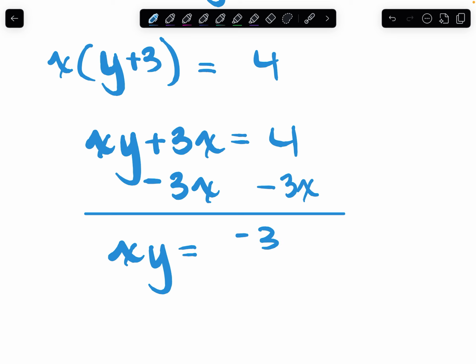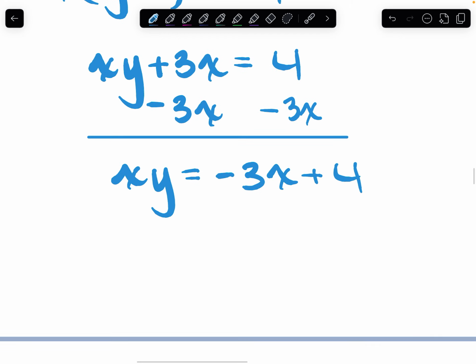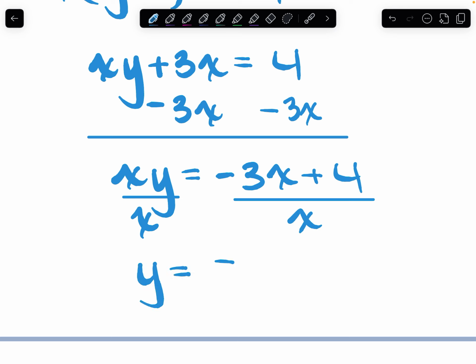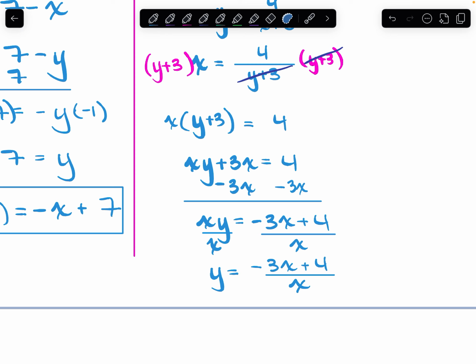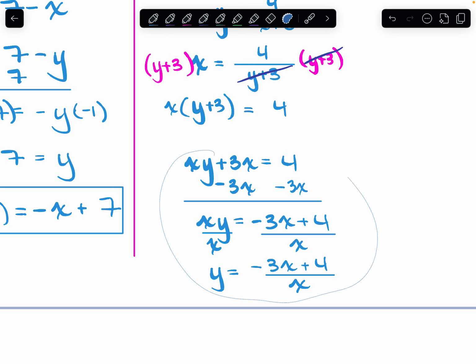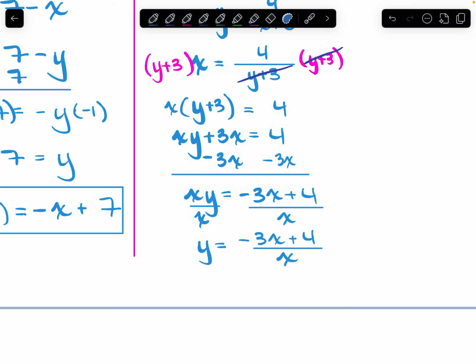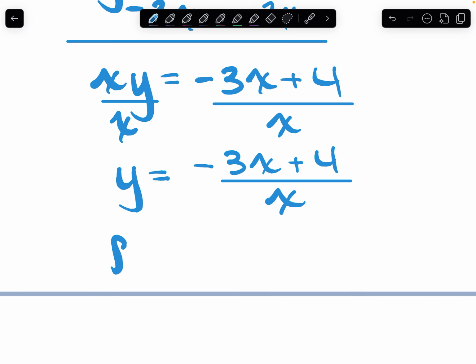xy equals negative 3x plus 4 or 4 minus 3x, either way. And then the x is attached to that y with multiplication, so we have to divide it off. So we get y equals negative 3x plus 4 over x. Don't forget your fancy label. Let me see if I can scooch this all up a little bit so I can get it in there. There we go. All right, so I'm done with y. Call it fancy. f negative 1 of x, which is the notation for the inverse of the function f.